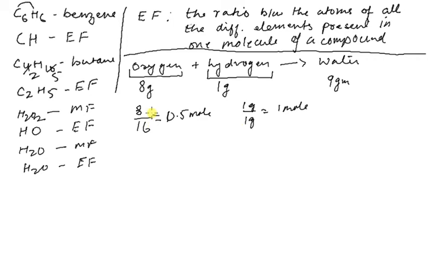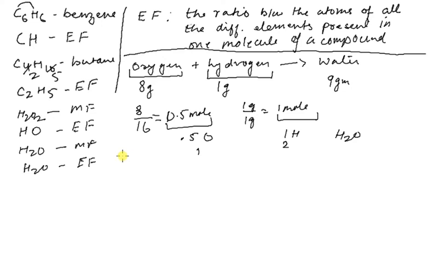Now from this, how can we know the ratio between the atoms? It's very simple. For every 1 mole of hydrogen we require 0.5 mole of oxygen. So for every 1 atom of hydrogen we require 0.5 atoms of oxygen. Converting that into whole numbers, we multiply by 2 and get 2 and 1. So for every atom of oxygen we require 2 atoms of hydrogen, and we get the empirical formula as H2O.